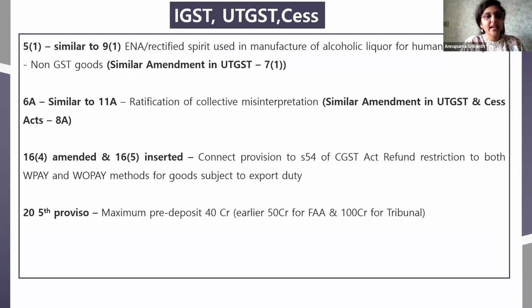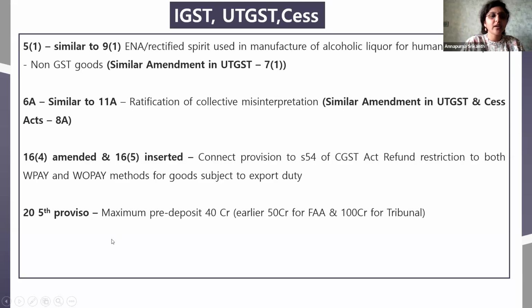Similar amendments we have in the IGST law. There are 4 amendments. One with respect to ENA or rectified spirit. The second with respect to the ratification of collective misinterpretation, similar to 11A. We also have a UTGST and a cess amendment corresponding. I've just put them up here. And then 16.4 is amended and 16.5 is inserted, basically to connect to 54 subsection 15 for refund restriction, for both with payment and without payment methods, for the goods subject to export duty.